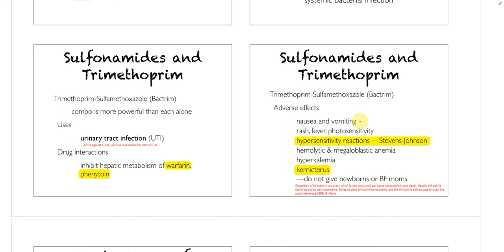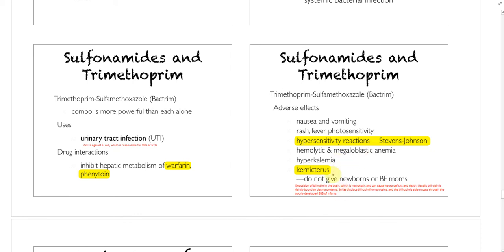So some adverse effects: nausea, vomiting, some skin issues, fever. Stevens-Johnson is a big deal, and can cause death and some very severe reactions. Hemolytic and megaloblastic anemia. These sound a lot like side effects of phenytoin also, now that I'm looking at them.